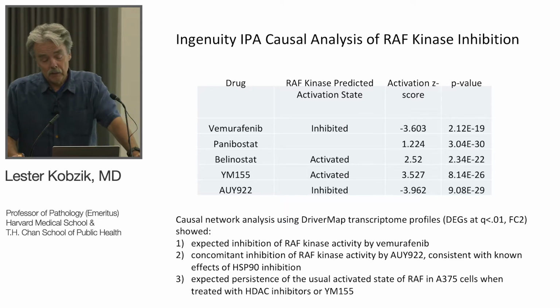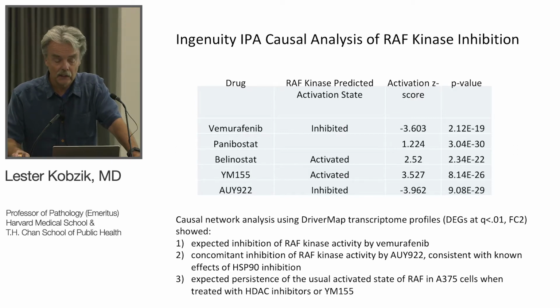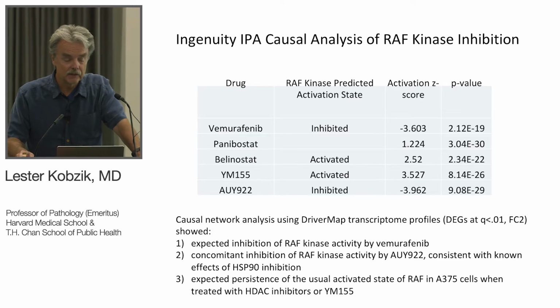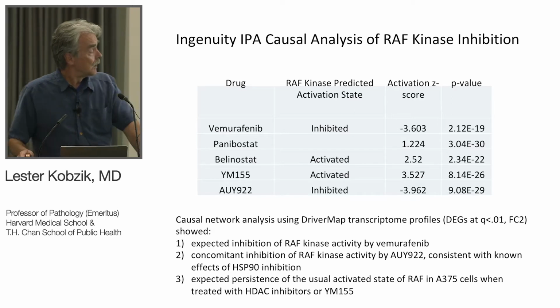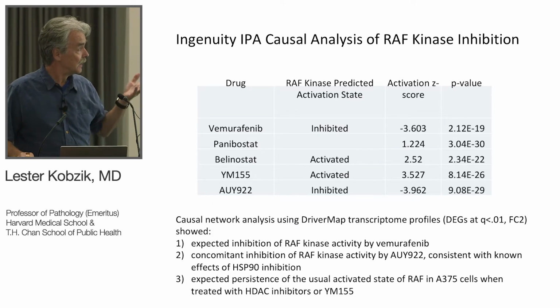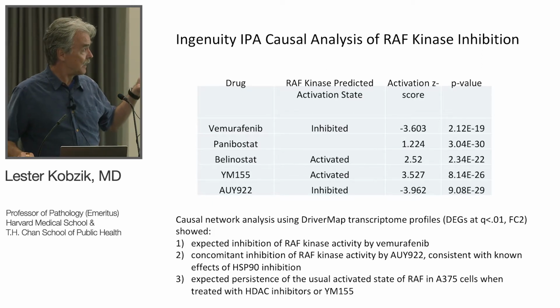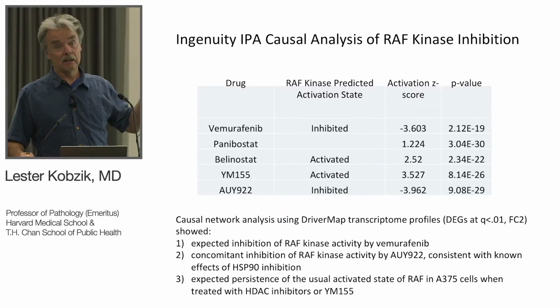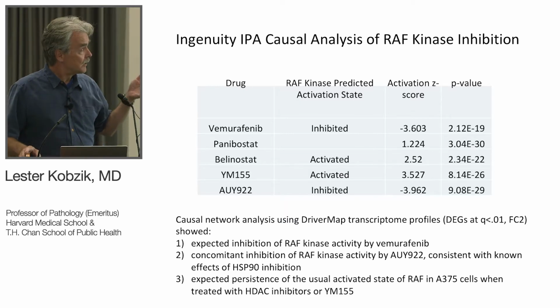Now, another approach to learning more about what your drug is doing is to take your differentially expressed genes, and there are commercial platforms like Ingenuity, and they have one branch of their toolkit called causal analysis. And when we interrogated our gene list from these drugs, the highest negatively activated or inhibited molecule with treatment with vemurafenib was RAF kinase, the kinase that it inhibits. So that was very satisfying.